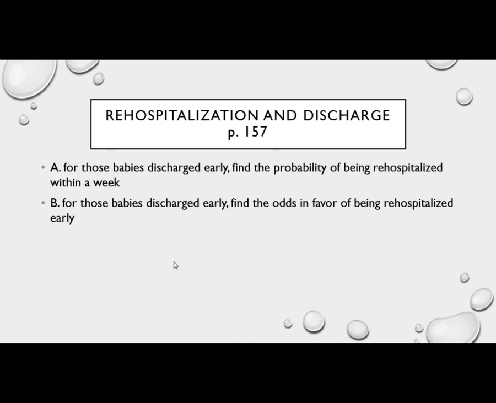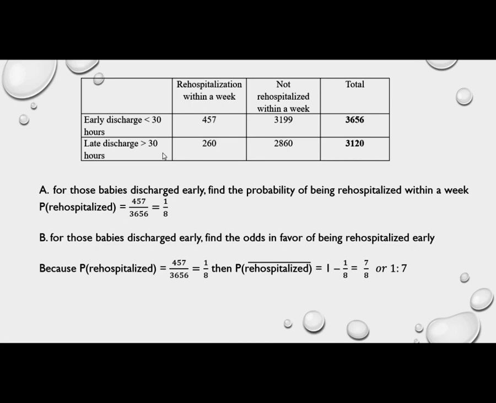Here's an example: rehospitalization and discharge. For those babies discharged early, find the probability of being rehospitalized within a week. And then for those babies discharged early, find the odds in favor of being rehospitalized early. So we have early discharge, less than 30 hours, late discharge, greater than 30 hours, rehospitalization within a week, not rehospitalized within a week, and then the totals.